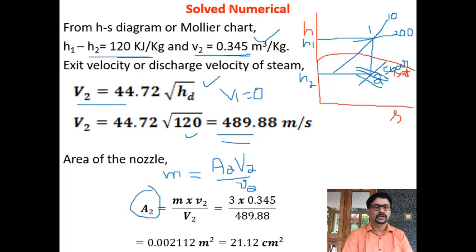So A2, after substitution of m as 3, v2 as 0.345, and velocity as 489.88, you will find it as 0.002112 meter square or 21.12 centimeter square. So this is the minimum area which is required for a mass flow rate of 3 kg per second, considering the maximum discharge conditions.